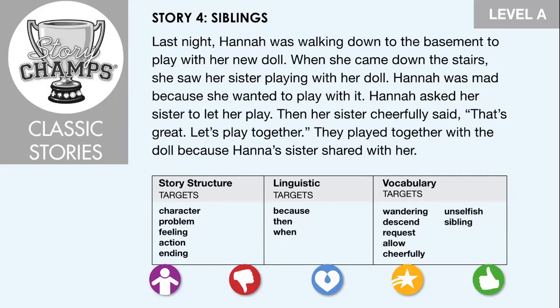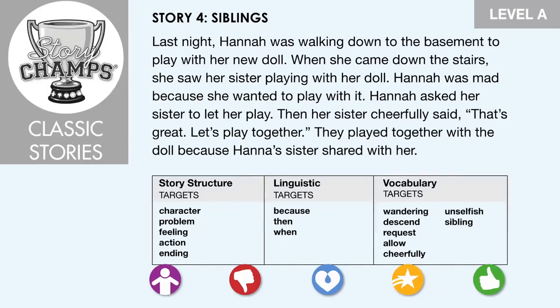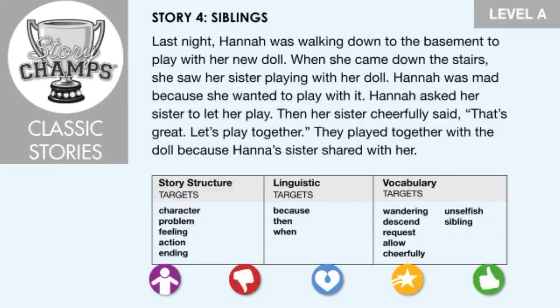Then we also have a physical plan or attempt, a response, right? Hannah asked her sister to let her play. So that's her actually physical, observable, measurable behavior in response to the problem. We also include words like cheerfully said, that kind of advanced vocabulary. Kids are not going to use these words. We're exposed to them mostly when we read or in writing. But we do want to expose them to it. So it's not super important that in the retell, the children say, then her sister cheerfully said, no, it's more about fluency and being exposed to this advanced vocabulary that's associated with social emotional language.